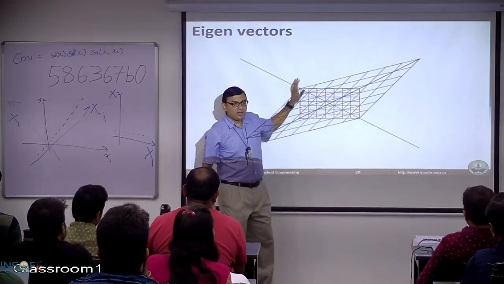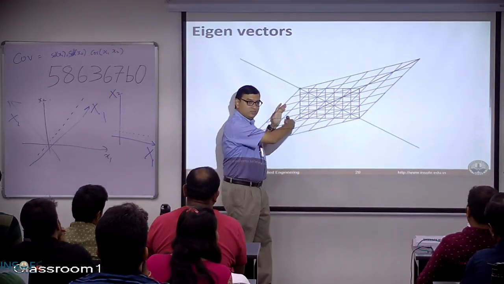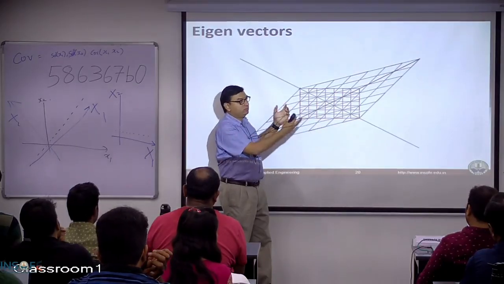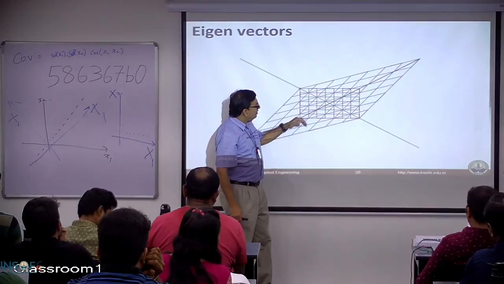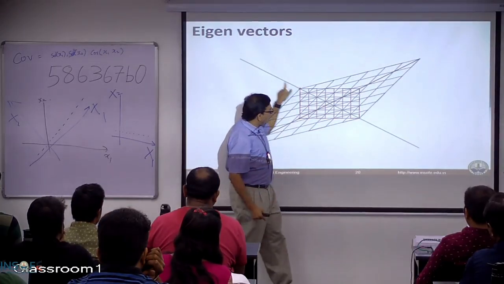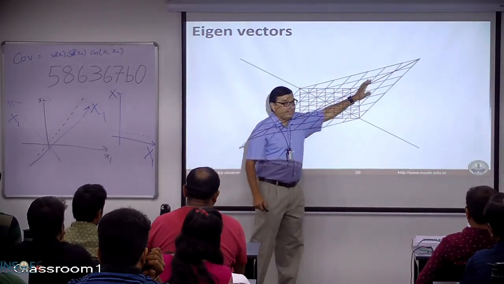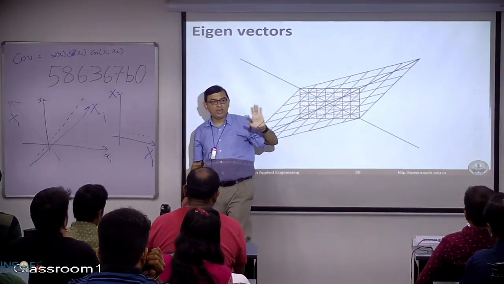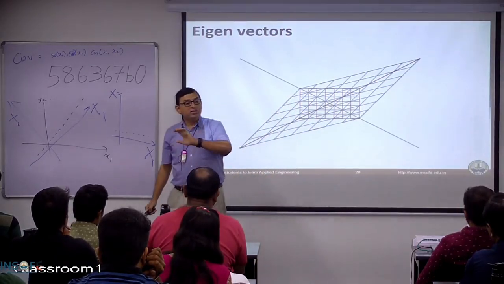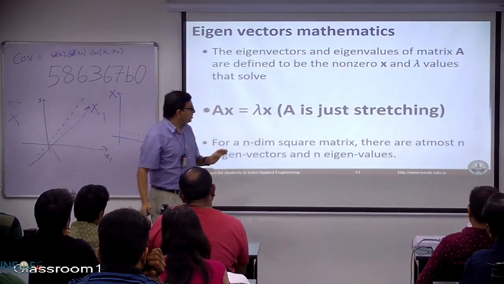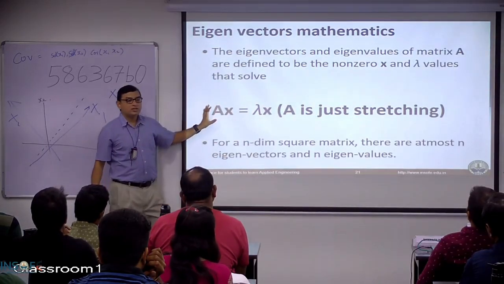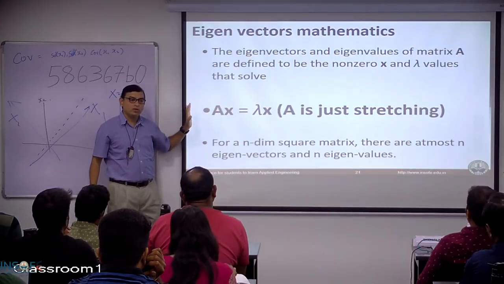So for whichever matrix this picture has been drawn, the eigendirections are represented in the green and the black. Those are the eigendirections. In terms of matrix notation, this process is represented by this formula.